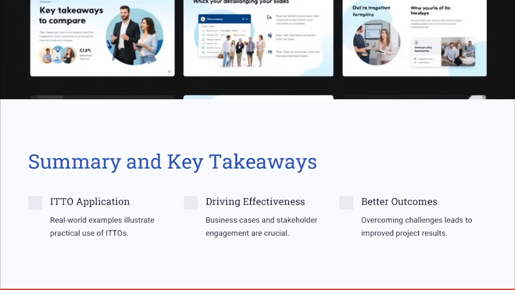To summarize our session, real world examples provide valuable insight and a more understandable view of the practical application of the ITTOs when developing the project charter. By focusing on the business case and stakeholder engagement and overcoming common challenges, teams can create a robust and effective project charter.